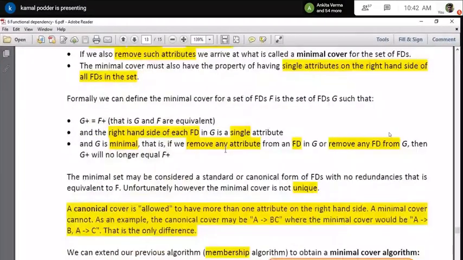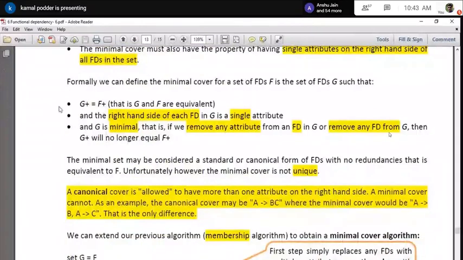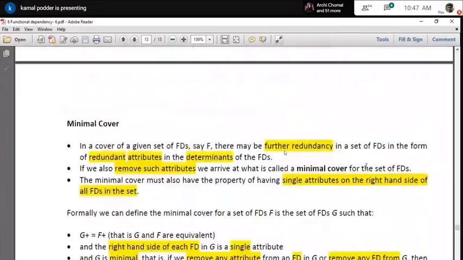Now formally you can define G plus equal to F plus. That means if you find the closure of the cover set and the actual dependencies, they are equivalent, and the right hand side of each FD in G is a single attribute. After finding all the non-redundant FDs in G, you check whether the right hand side of each FD is a single attribute or not. And G is minimal, that is, if you remove any of the attributes, you understand the minimal cover.